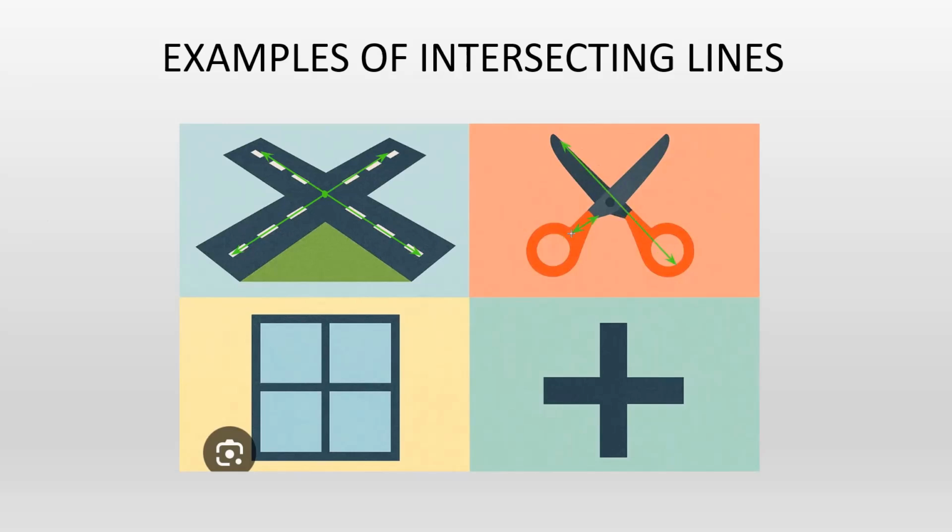Now, when we see the blades of scissor also intersect each other at a common point. When we see the window panes, now here when we make the lines, they also intersect each other. And the addition sign, which is the plus sign, here also if we make these lines, actually the lines of the plus signs are also intersecting. Hence, this is also an example of intersecting lines.